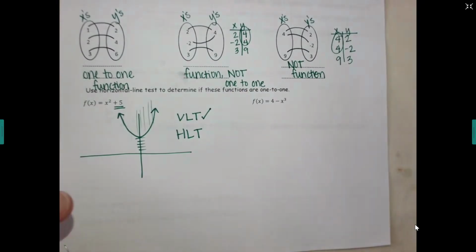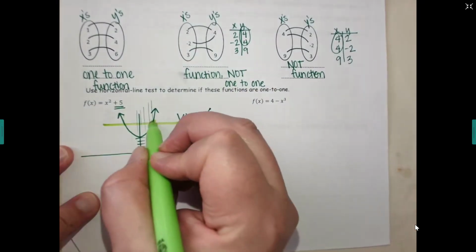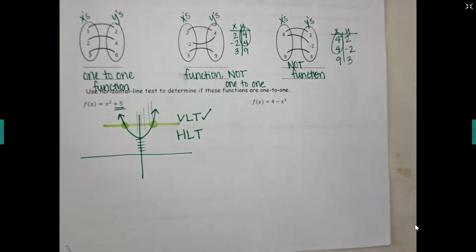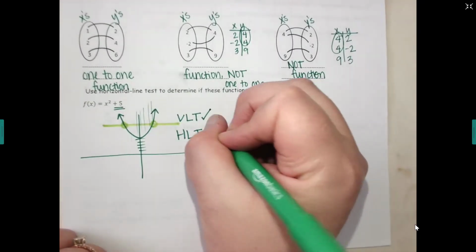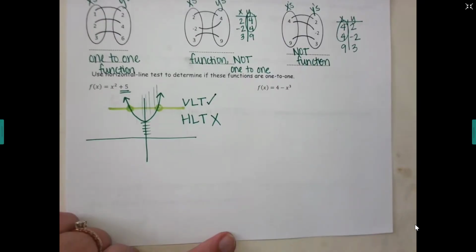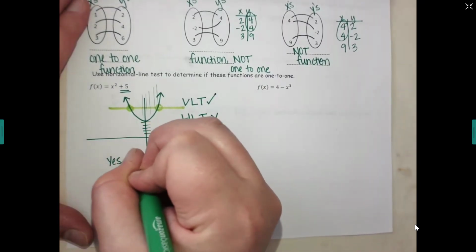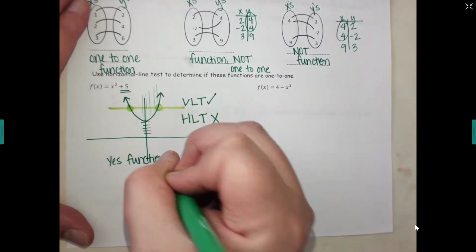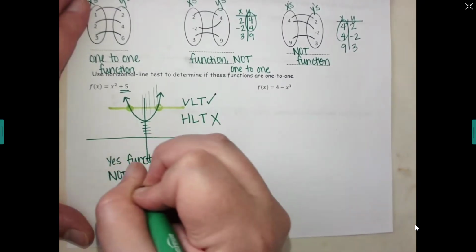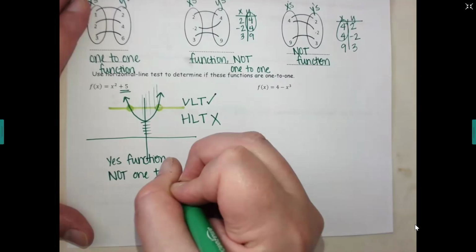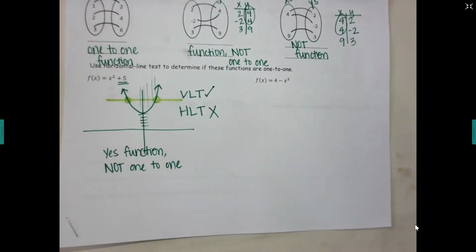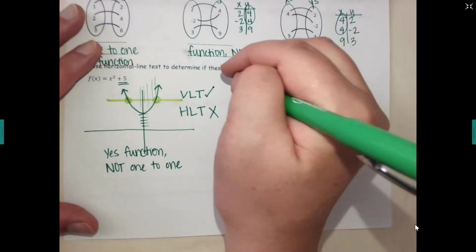Fail. When I draw my line in here, I see that it would cross twice. So put an X there. So it passes the vertical line test. That means that it is a function, but it is not one-to-one. So to be a function, it only has to pass the VLT, but for one-to-one, it has to pass both. Okay, let's do the next one.